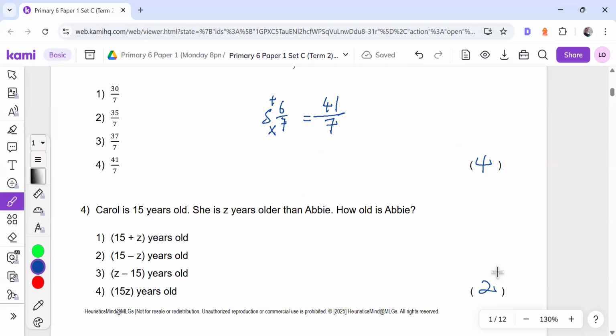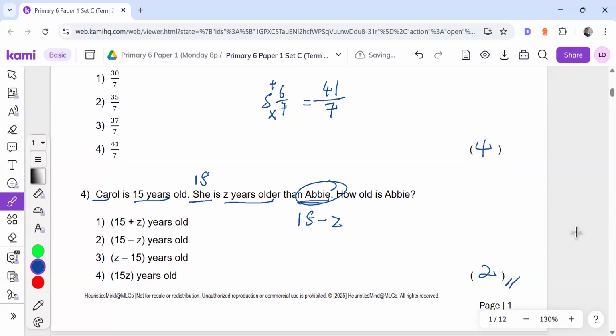The answer is number 2. Algebra. This is also quite easy, 1 mark only. Carol is 15 years old. She is Carol, who is 15. And she is Z years older than Abby. So Abby is younger. If you are younger, you have to minus, right? So you take 15 minus Z because you are younger. If you are older, then you plus. So Abby is Z years younger. So 15 minus Z, and your answer will be number 2. Okay? All right. Anyone has any questions so far? So far, quite easy. If you have any question, you just raise your hand.